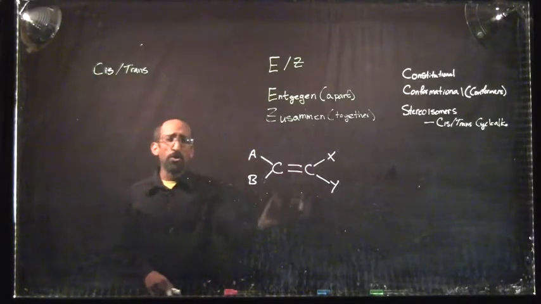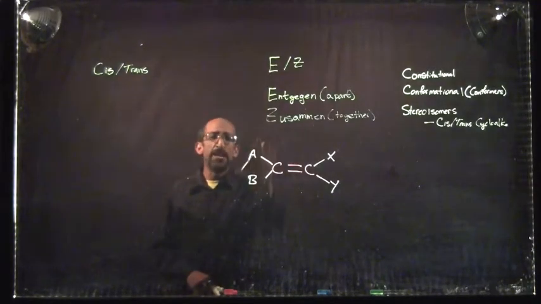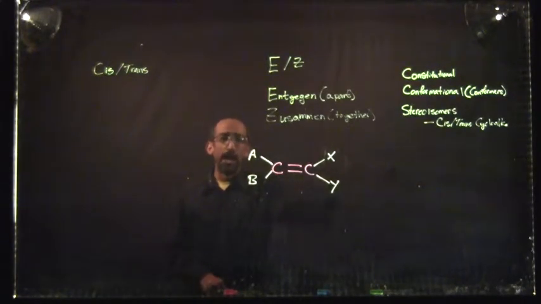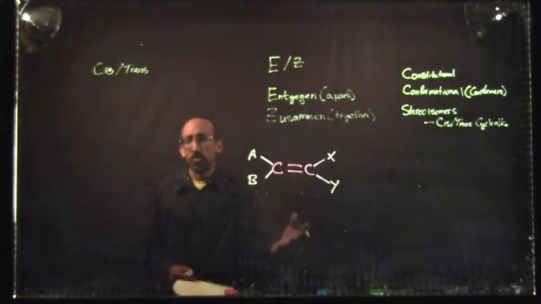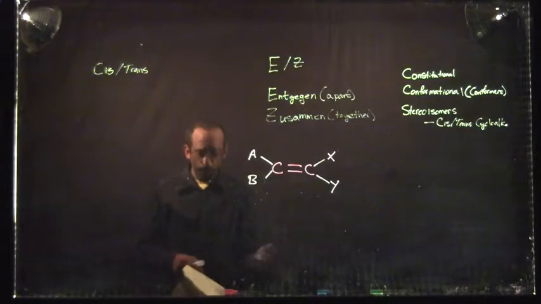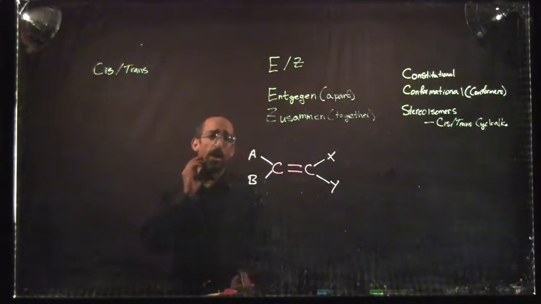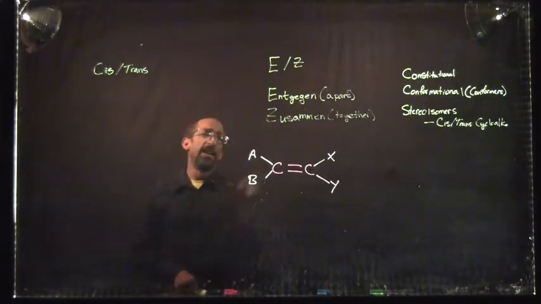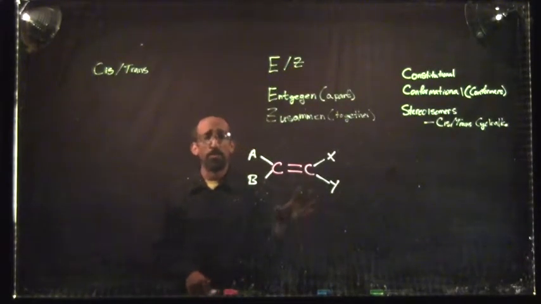Now, since all four groups are different and we can't use cis and trans, we have to find some way to differentiate between the two substituents on one carbon and the two substituents on the other. And we're going to assign priorities to each of these groups based on what they are or what atoms they contain. Now, the system for assigning priority is called the Cahn-Ingold-Prelog convention. It's abbreviated CIP rules. And in just a moment, I'm going to get into how the CIP rules are applied.